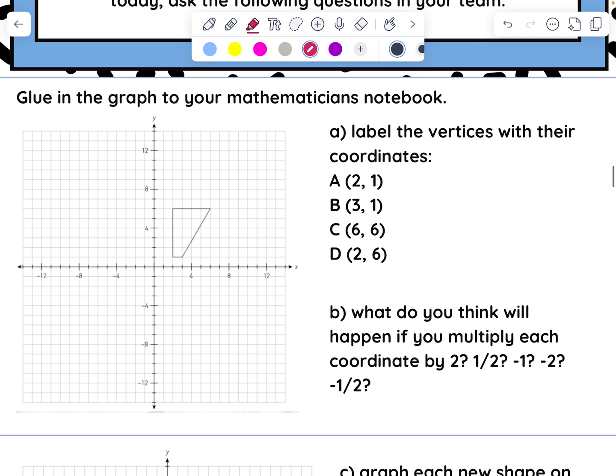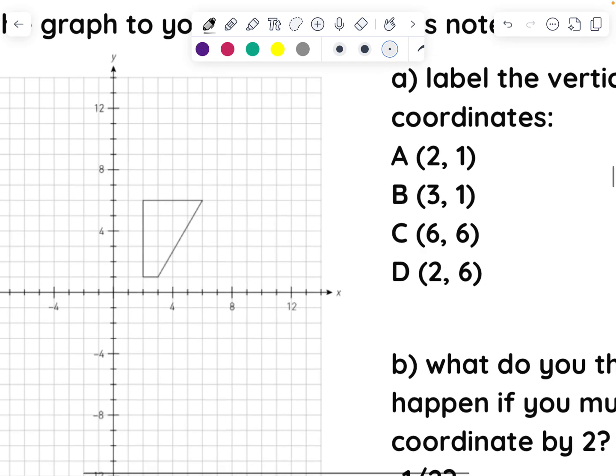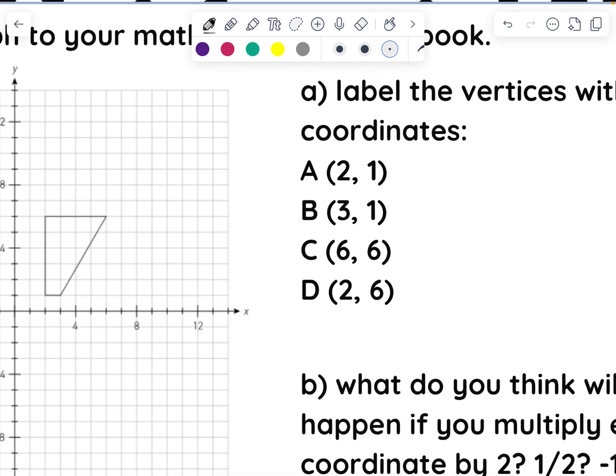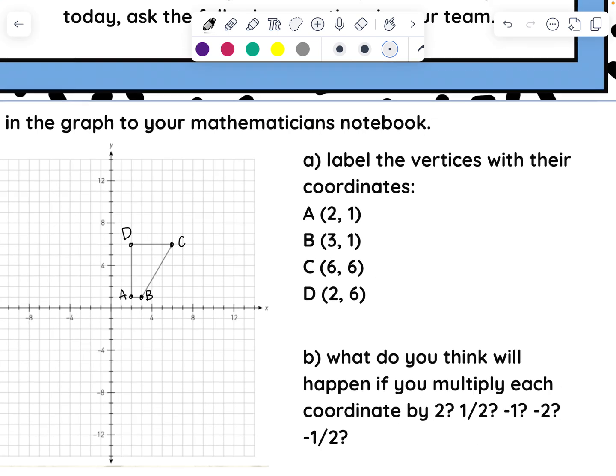For our work today, we're going to be working on a graph that you need to glue into your mathematician notebook. So pause the video, get this glued in, and then resume when you're ready. Your first job is to label the coordinates A, B, C, and D. So on the graph, we have 4 vertices, we call them, on our shape. The one that's over 2, up 1, we're going to label as A. Over 3, up 1, label as B. C is at 6, 6, and D is at 2, 6. So make sure you label those.